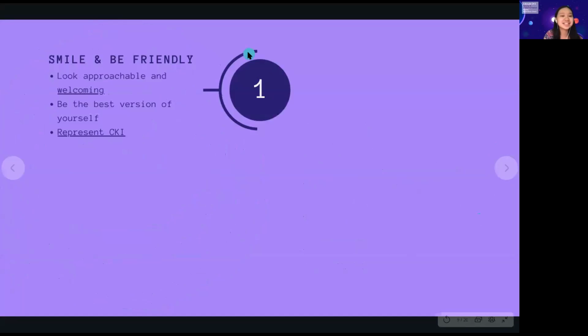So number one, this is blocking. Number one, smile and be friendly. Of course, we want to look approachable and welcoming. We don't want to be intimidating. We don't want to make them uncomfortable. Just be the best version of yourself, and that way it's easy for them to talk to us, and easy for them to open up. And keep in mind that we are representing Circle K, so as always, be respectful, be inclusive, and be professional.